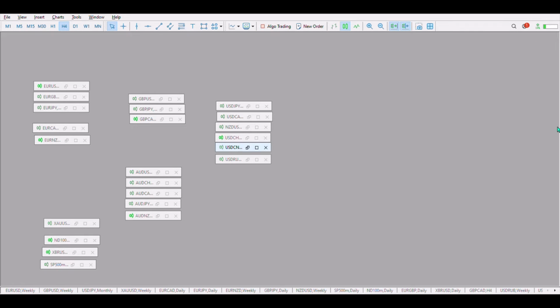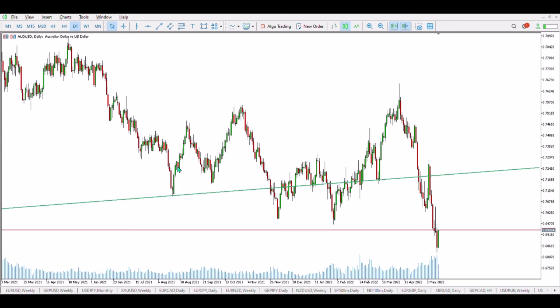Let's check out also the AUD USD, and as you can see, a nice bullish move on the AUD USD. It seems like this support which happened got broken, but it looks like it's about to reverse. So this may be a fake breakout.